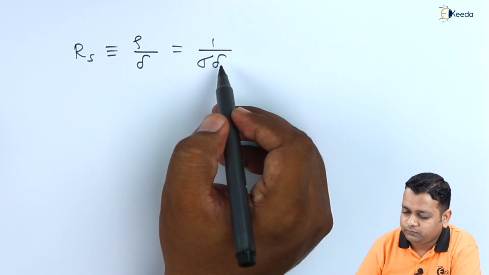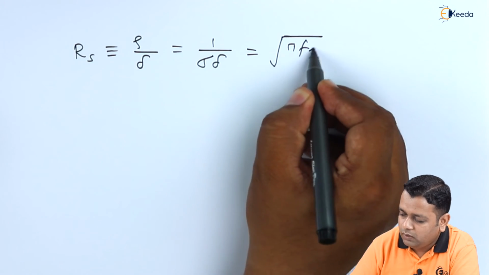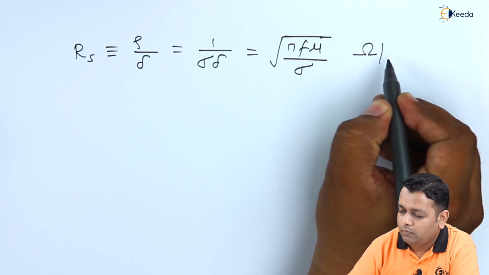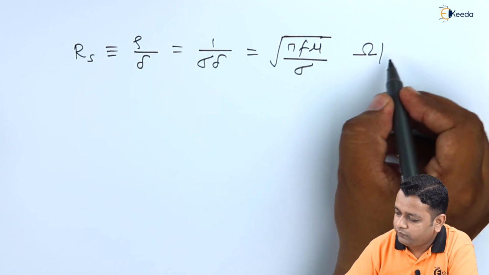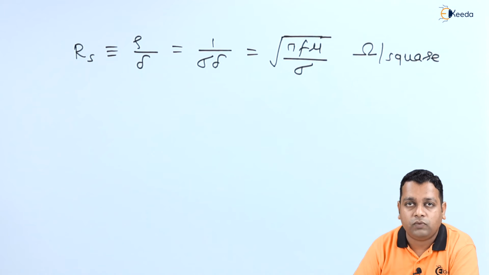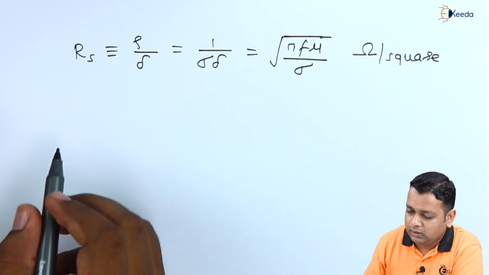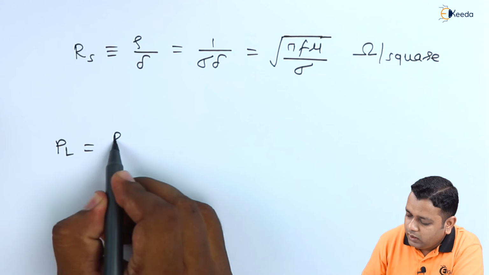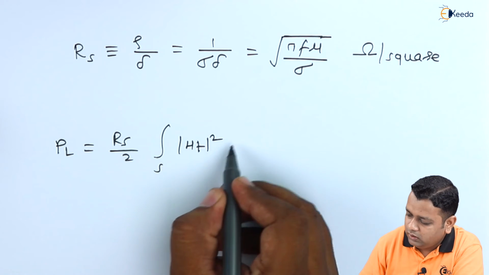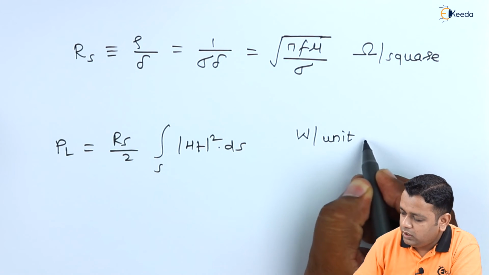Delta is the skin depth here, and Rs can be further expressed as the square root of pi into f into mu divided by sigma, and it is measured in ohms per unit square area. So this is the surface resistance of the metal walls of the waveguide. By the use of this surface resistance, we can express the power loss per unit length as capital P suffix L equal to Rs divided by 2 times the surface integral of mod Ht squared dot ds, in terms of watts per unit length.